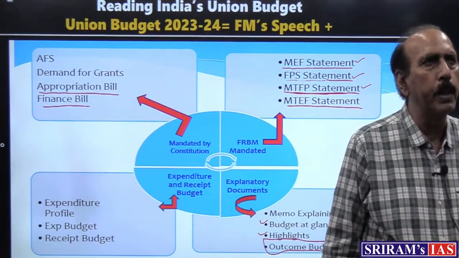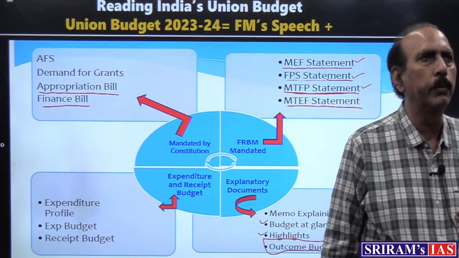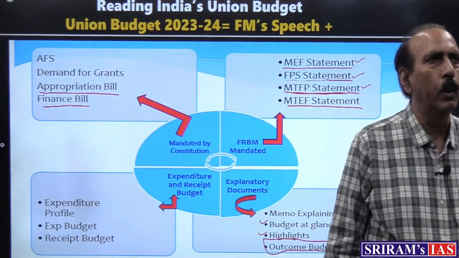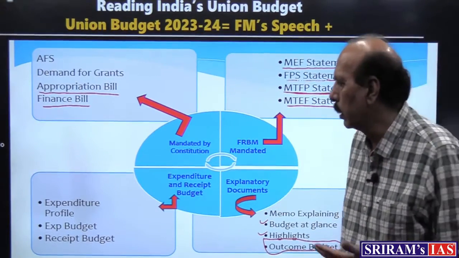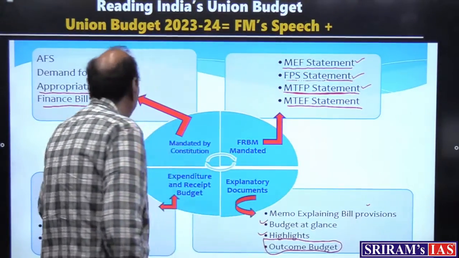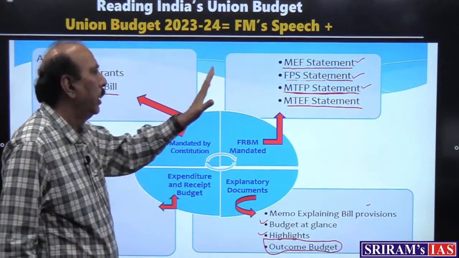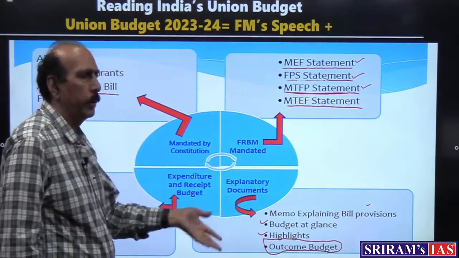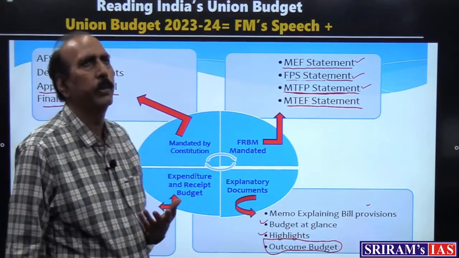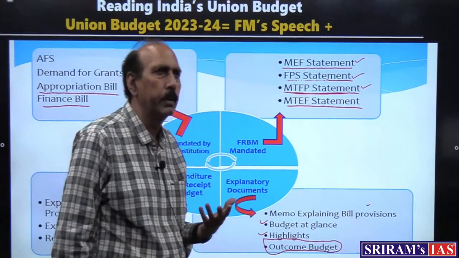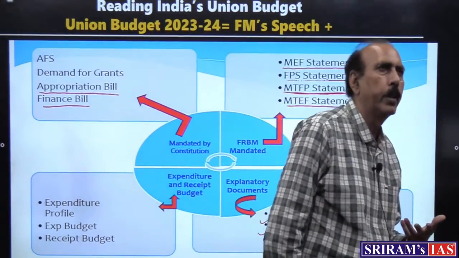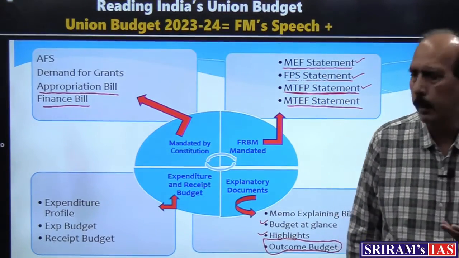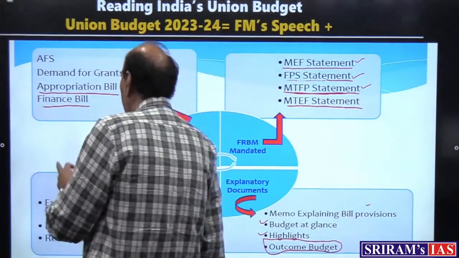Therefore, vote on account is a temporary phenomenon where the parliament gives you some temporary approval to make the expenditure for 2 months. That situation is not there these days, and therefore these are the 3 documents, the 7, 10 and 14. The 14 documents plus the FM speech normally form the union budget. That is the first thing to understand, this is the component of the budget.